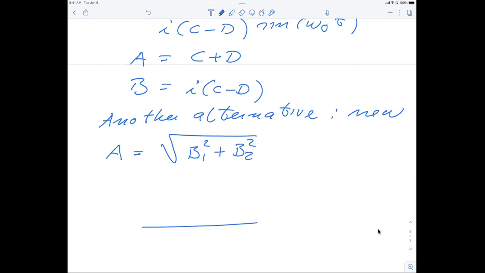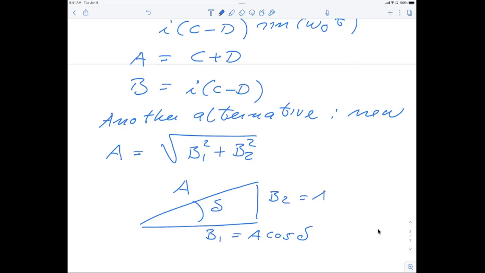So if you now go back to good old Pythagoras, we know that we have an angle delta. We have a B1 here, we have a B2, and then we have an A here. So B1 is simply A times cosine delta, and B2 is simply A times sine delta.